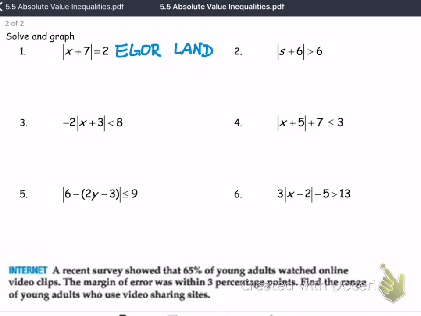Here we have the absolute value of x plus 7 is equal to 2. Since it is equal, and that's part of the "Igor," I'm probably going to use the "or." And if you remember, we split these into 2 branches. We got rid of the absolute value sign.